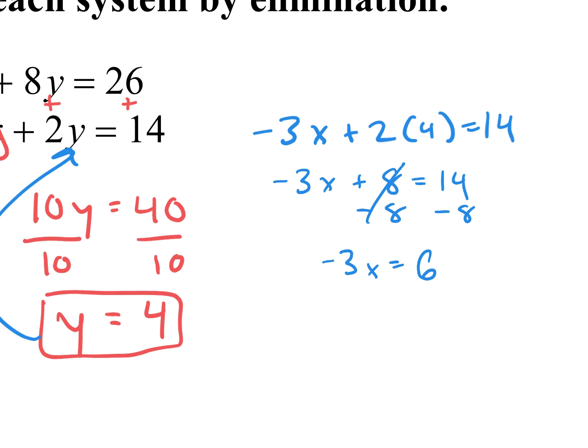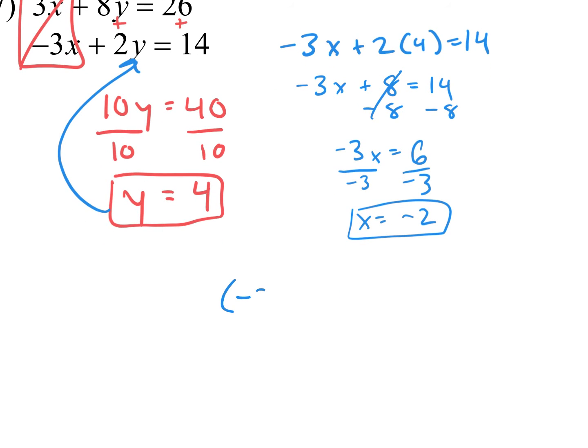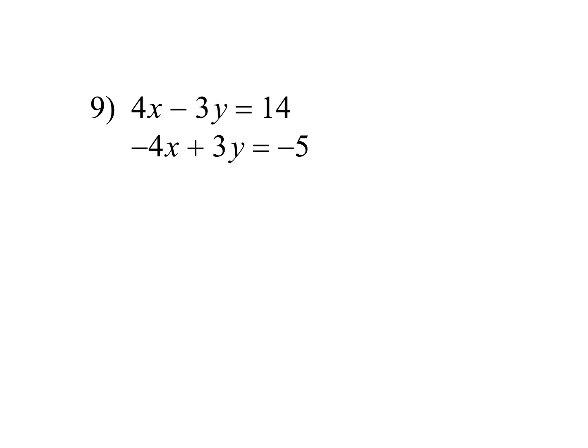And then what should I do next? Divide. So what's x equal to? Negative 2. How would I write my answer? Negative 2, comma 4.